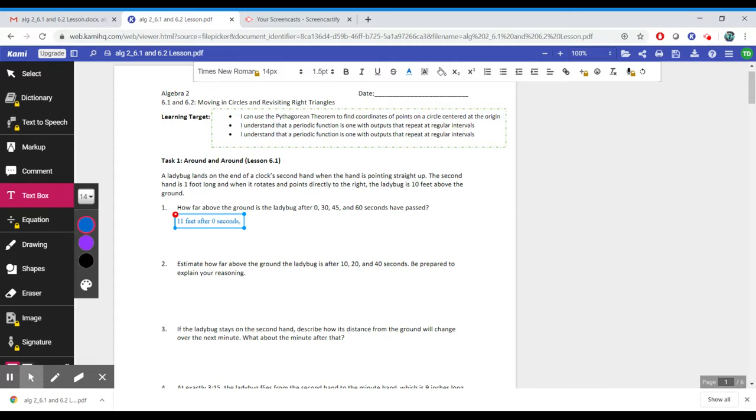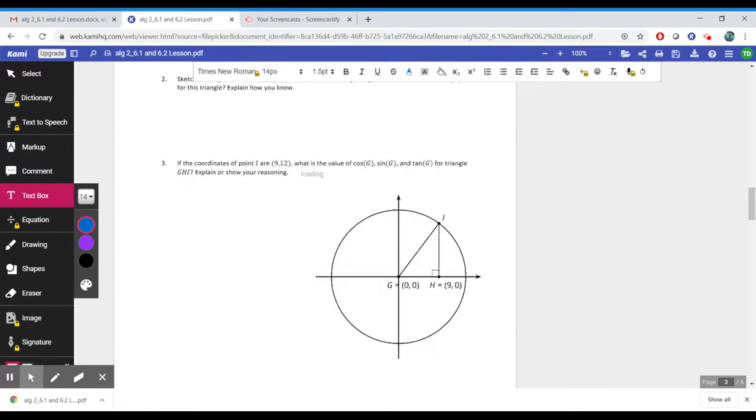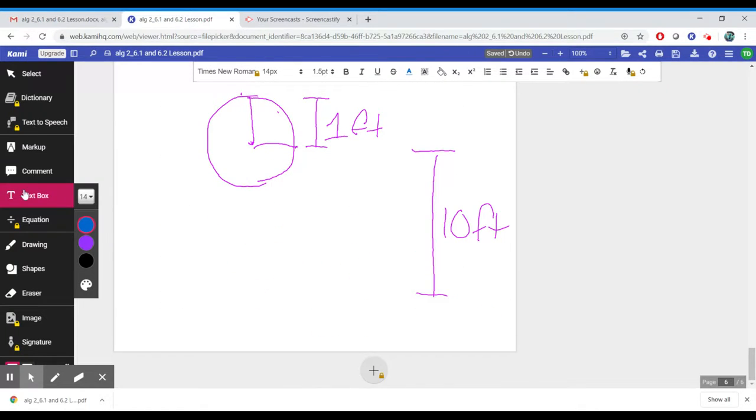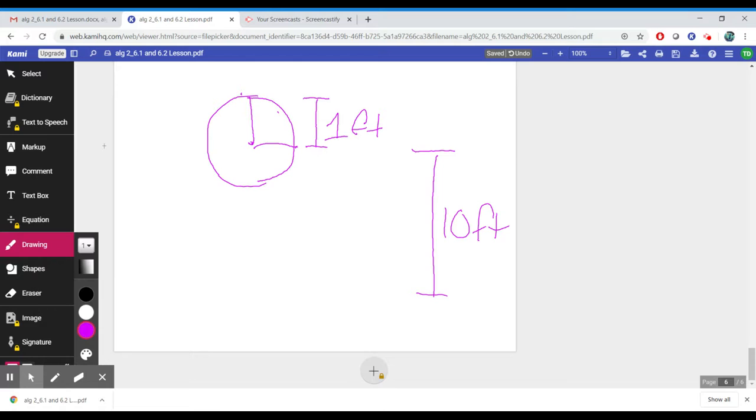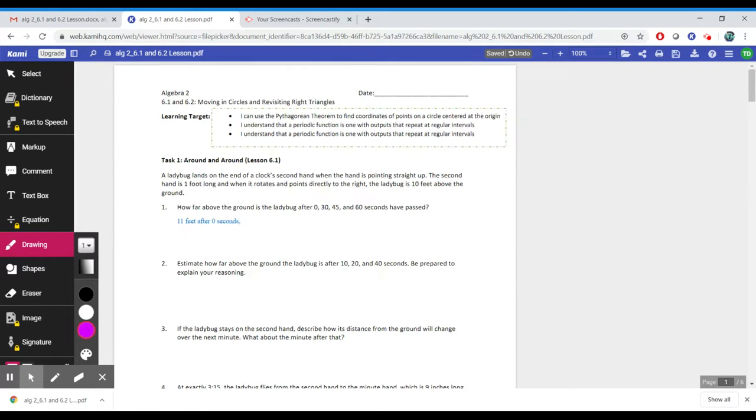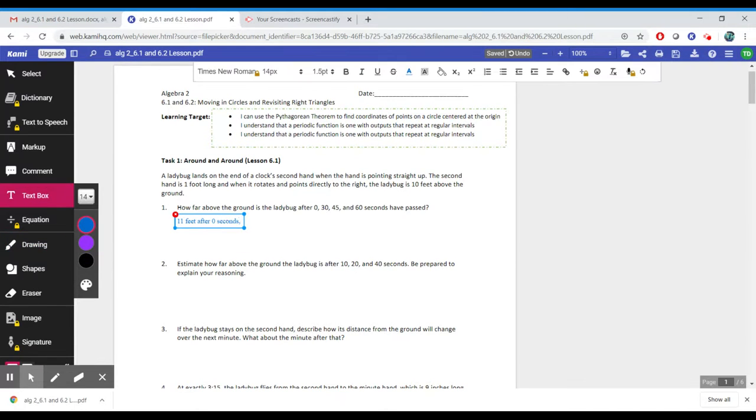Next, it wants to know after 30 seconds. Once 30 seconds have passed, the second hand is going to be pointing straight down instead. So 15 seconds would bring us to the 10 feet height, and then we would have another 1 foot that this time we have to subtract, since we're 1 foot below when it's pointing straight to the right. So our distance when we're pointing directly down would be 9 feet.